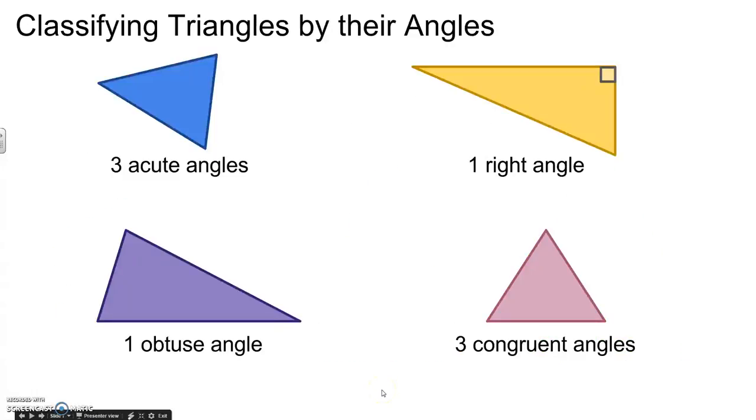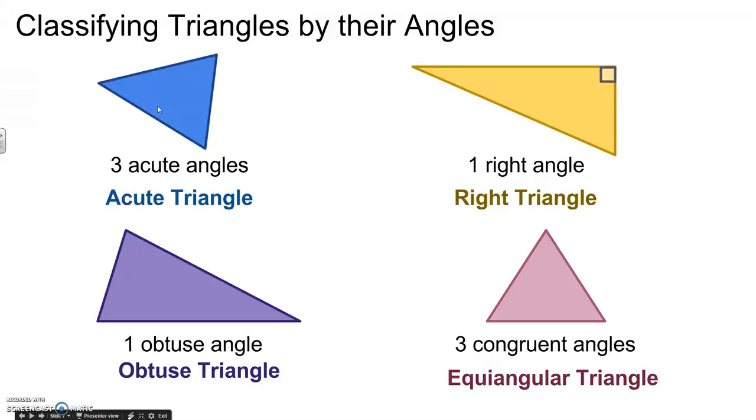When we classify triangles by their angles, that's a little bit different. If I look here, this blue triangle has three acute angles, the yellow triangle has one right angle, the pink triangle has three congruent angles, which means same size and shape, and our purple triangle has one obtuse angle. So take a moment to write down what you think. How would you classify these triangles?